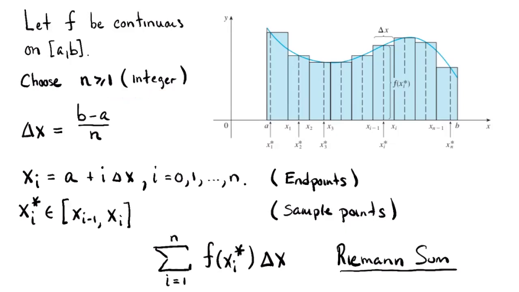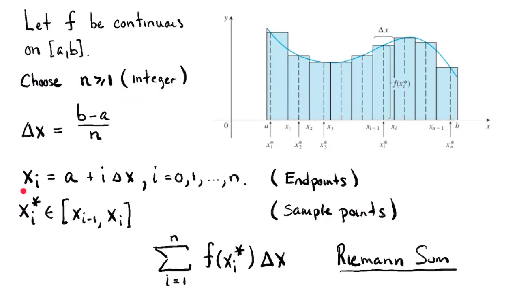And then we compute the width of the intervals. They're all equal width. In particular, you take the total width, b minus a, which is the total width of the interval from a to b, and you just divide that by the number of rectangles that you are using, right? So that'll give you n equally wide rectangles, or intervals, if you like, on the x-axis.